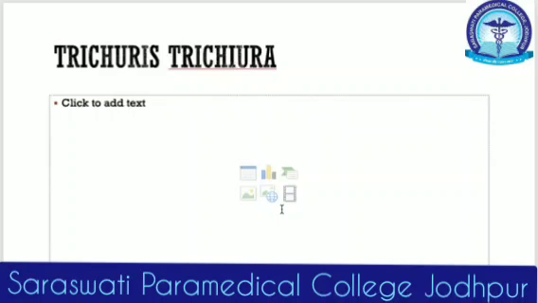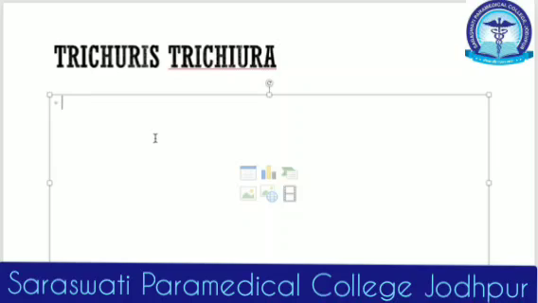The name of the parasite which we are going to discuss today is called Trichuris trichiura. So Trichuris trichiura is the name of the organism. Now, what's the meaning of Trichuris? By the way, the meaning of Trichuris is basically hair-like. Okay, so hair-like tail. This is the meaning of Trichuris. So the name of the organism is Trichuris trichiura.